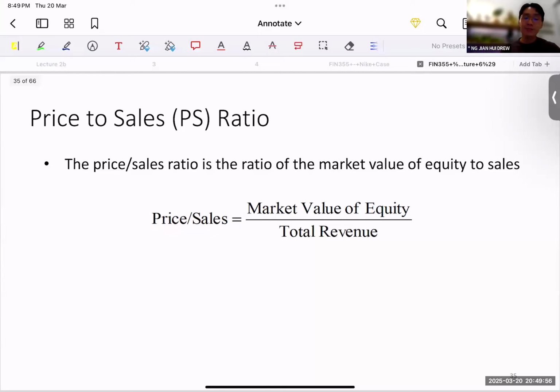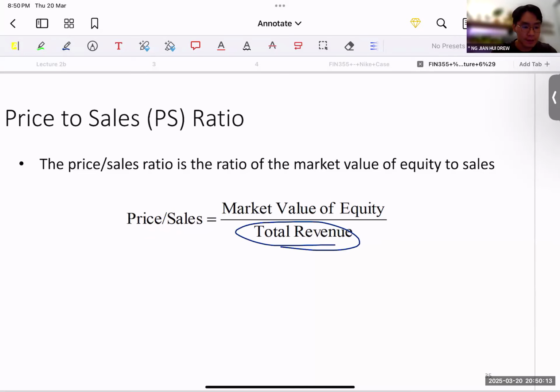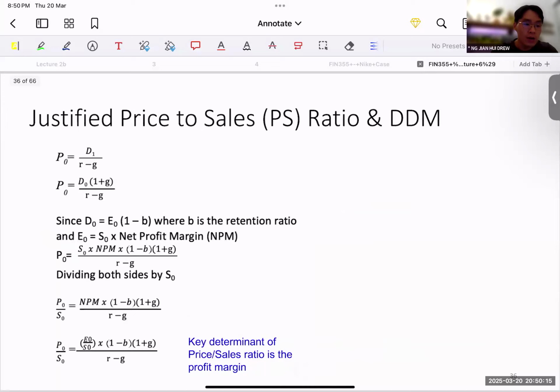We have one more, price to sales ratio. Okay, so for the price to sales ratio, we take the price, which is the market value of the equity, divided by the sales, which is your total revenue. The price to sales ratio is almost like your price to earnings, right?